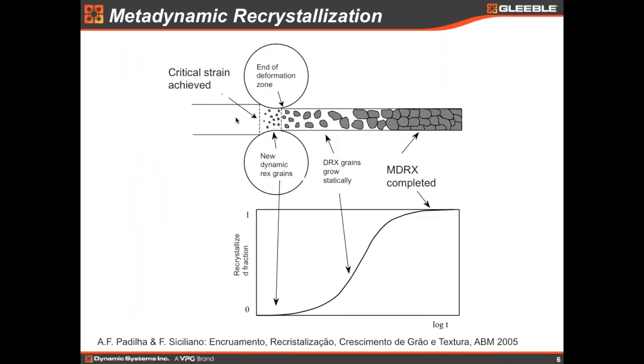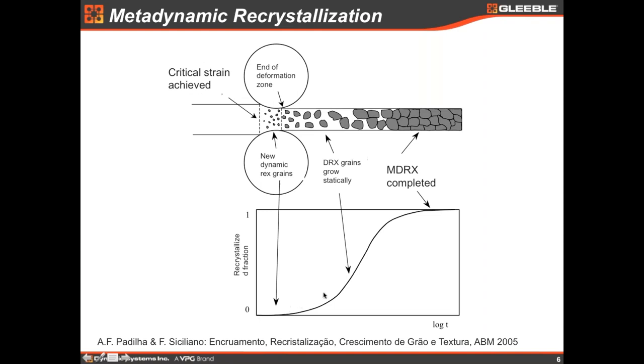So let's keep moving. Metadynamic recrystallization. Again, the same way. The metadynamic is important because it's initiated or nucleated inside the deformation zone, and it grows after unloading or outside the deformation zone until completion. Why is it so important in rolling? Because in rolling, you can never reach a full cycle of dynamic recrystallization. Most of the time when it happens, it's just enough to nucleate the dynamic grains, and then you grow statically, or metadynamic, or post-dynamic.